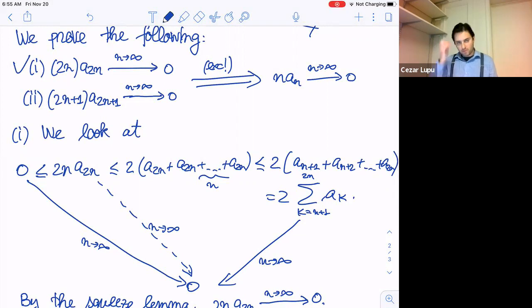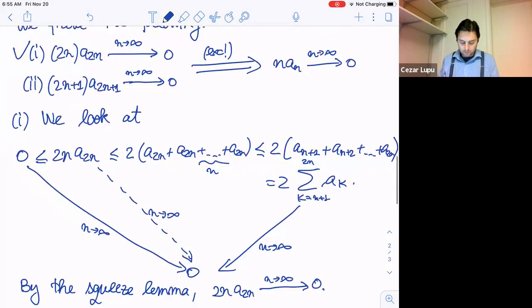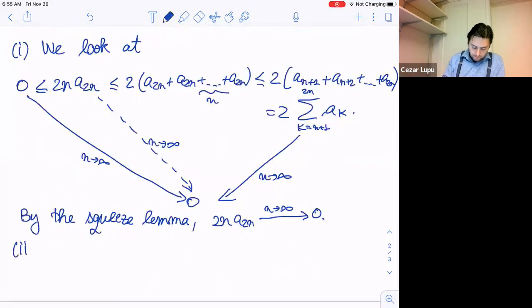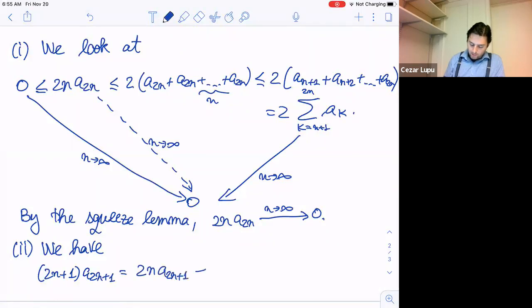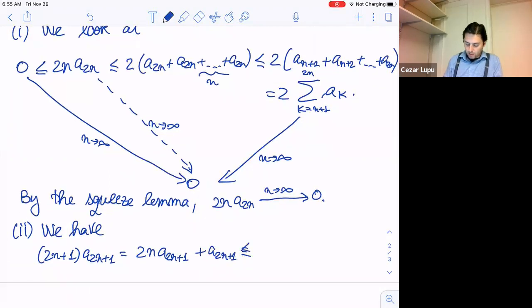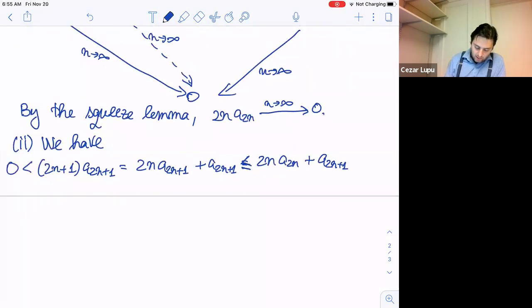The second one will follow immediately from the first one, and let me show you why. Or you can mimic the same procedure, but I don't want to do that again. For the second part, we have that 2n plus 1 times a sub 2n plus 1. This will be 2n a sub 2n plus 1 plus a sub 2n plus 1. But now this guy here will be less or equal. Now we're going to use the fact that it's decreasing. This is 2n a sub 2n plus a sub 2n plus 1.